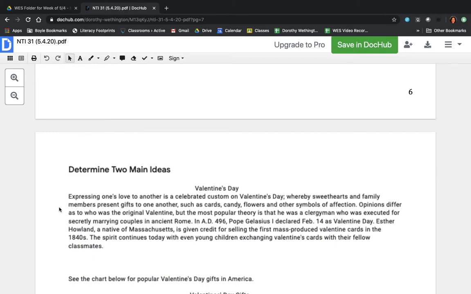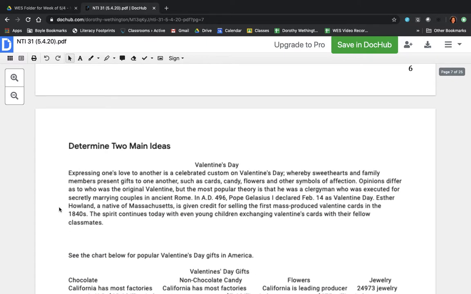Expressing one's love to another is a celebrated custom on Valentine's Day, whereby sweethearts and family members present gifts to one another, such as cards, candy, flowers, and other symbols of affection. Opinions differ as to who was the original Valentine, but the most popular theory is that he was a clergyman who was executed for secretly marrying couples in ancient Rome.